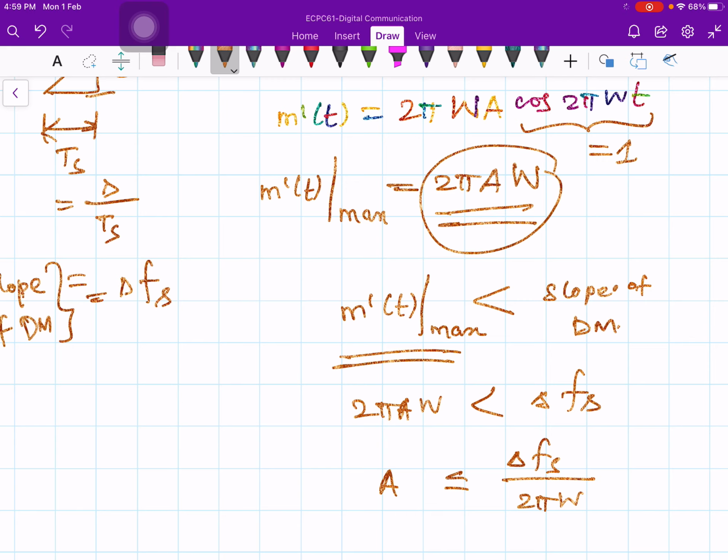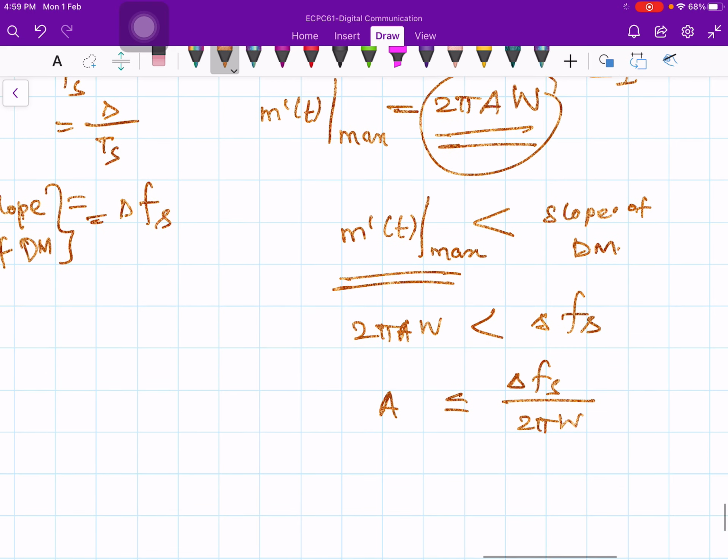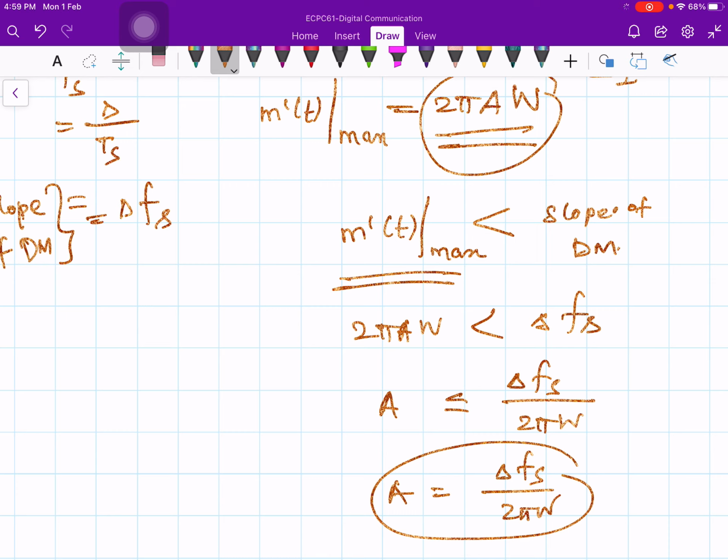Okay, so therefore let me take the maximum value. A can be delta times Fs divided by 2 pi W. This is the maximum amplitude which can be allowed in order to avoid the slope overload distortion. If A exceeds this value, then definitely there will be a slope overload distortion. Okay, so all this analysis is very important because we are working within that constraint.